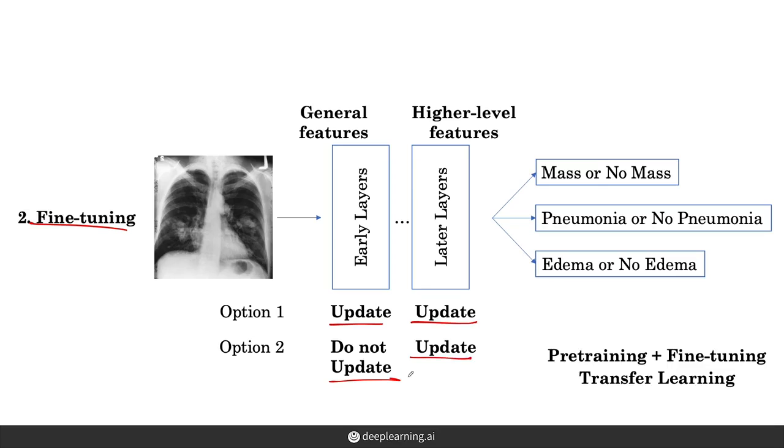In practice, two of the most common design choices are 1, to fine-tune all of the layers, and 2, only fine-tune the later or the last layer and not fine-tune the earlier layers. This approach of pre-training and fine-tuning is also called transfer learning and is an effective way to tackle the small dataset size challenge.